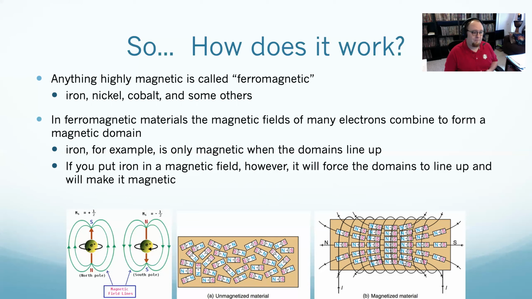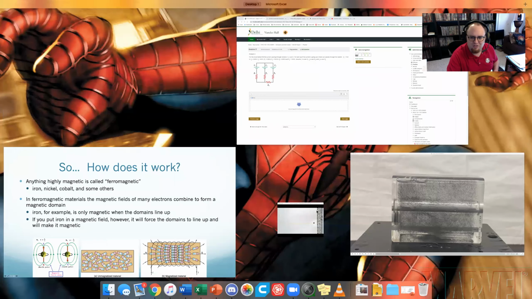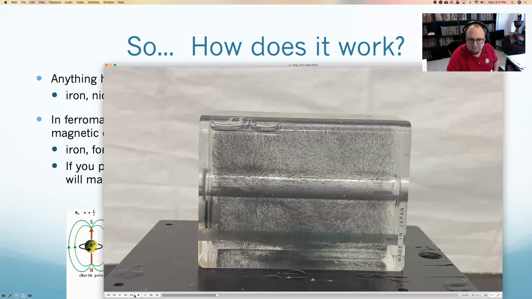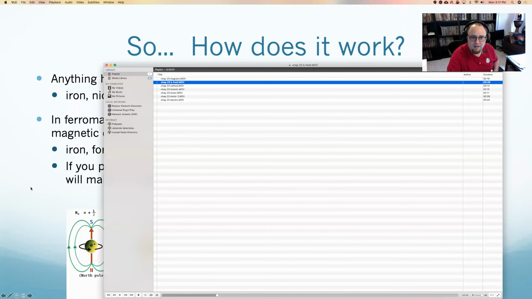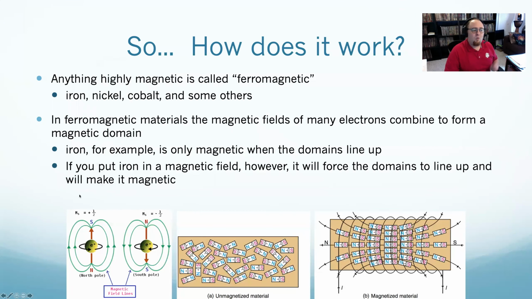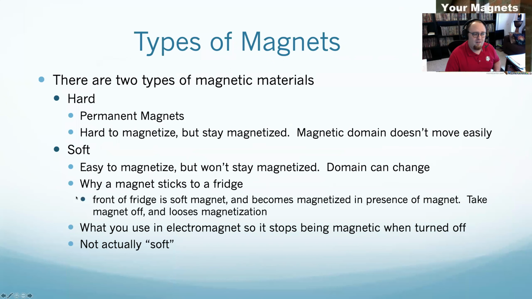Now, I already said before, magnets kind of come in two flavors. The things that are always magnetic, and the things that are only magnetic next to a magnetic field. Like the front of your refrigerator is not a magnet until you put a magnet on it and then it sticks. I want to make sure I don't have another video for this, because I might. Nope. We call those hard and soft magnets.